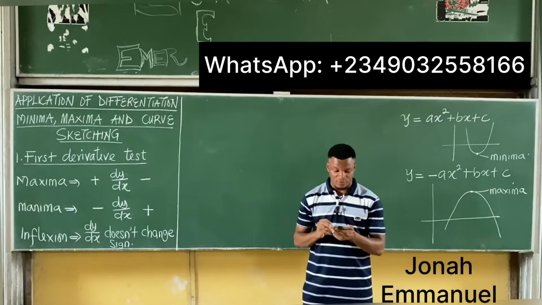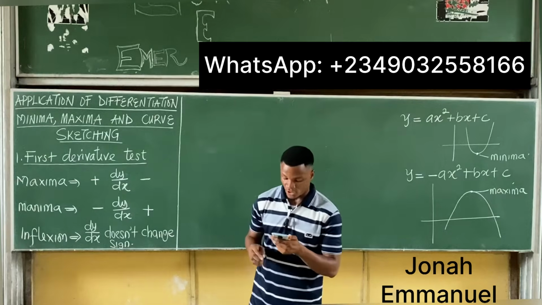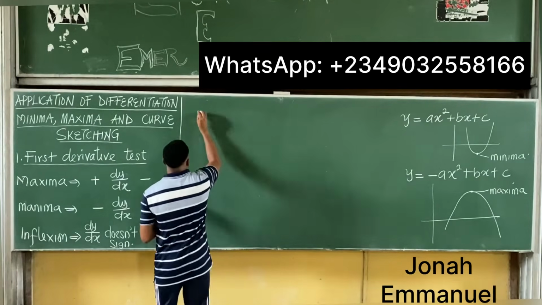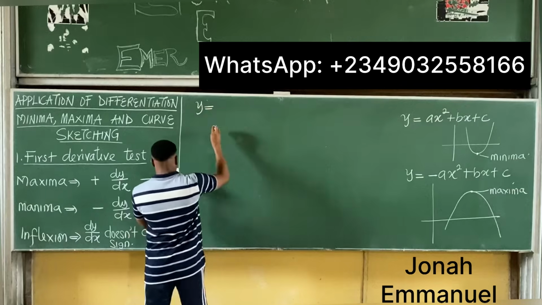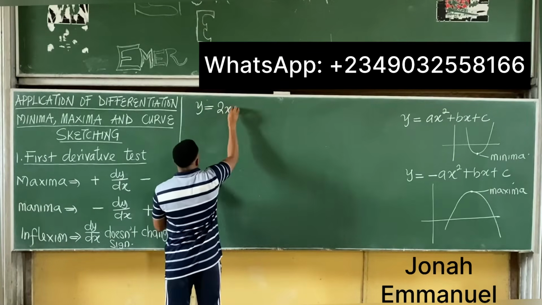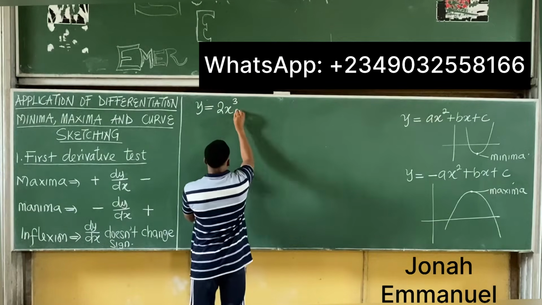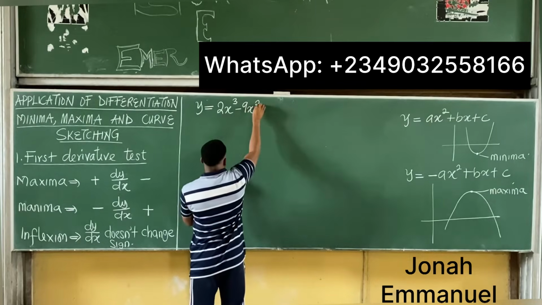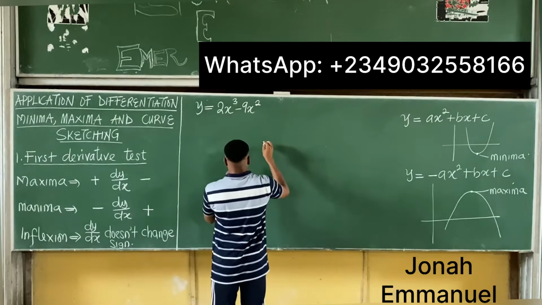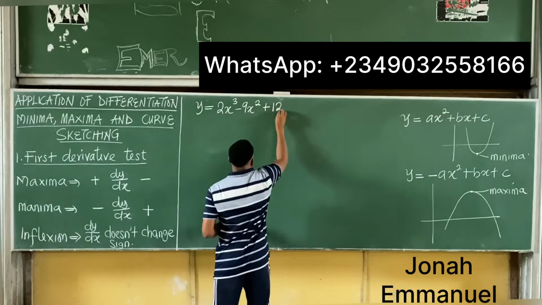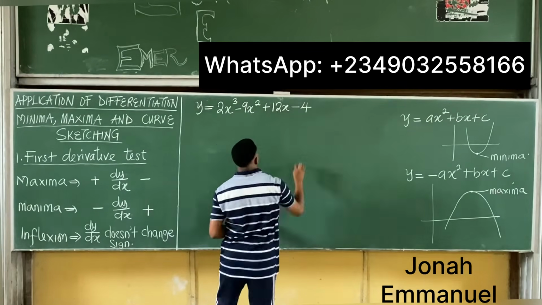So example, find the turning point of y. So let's say y is equal to 2x cubed minus 9x squared plus 12x minus 4.